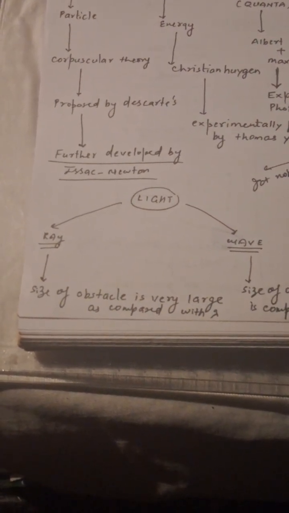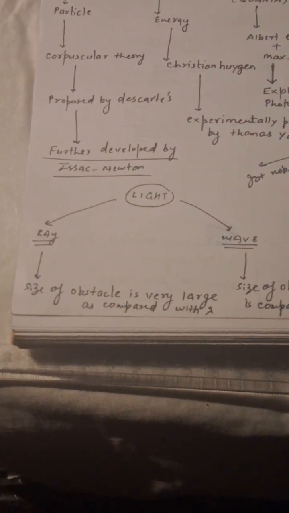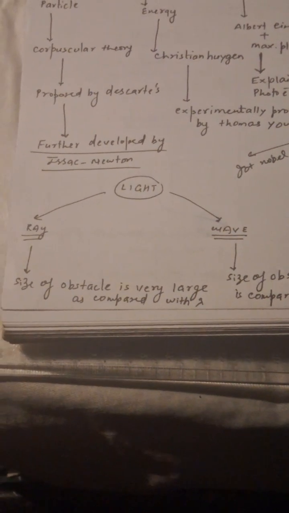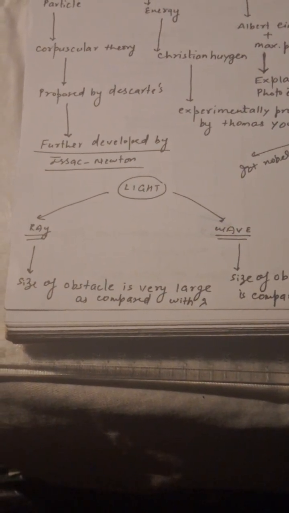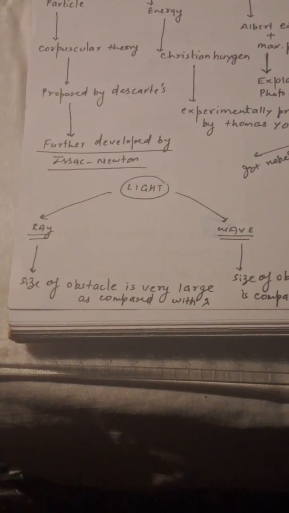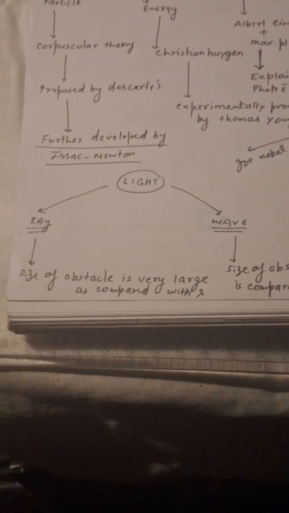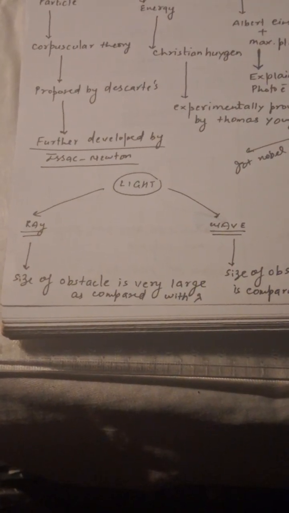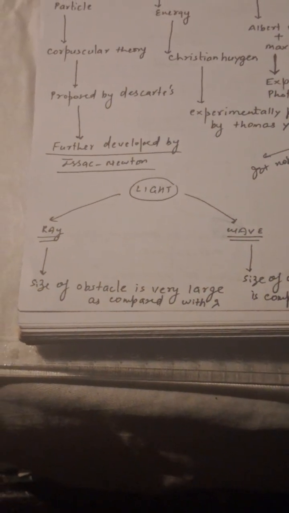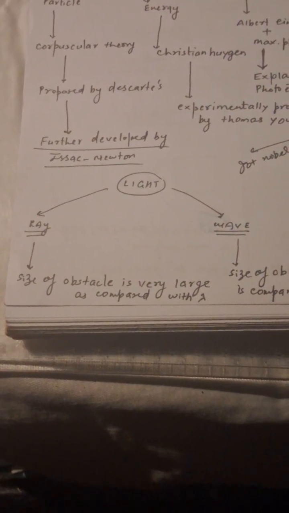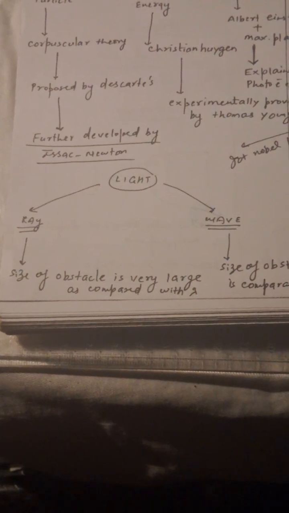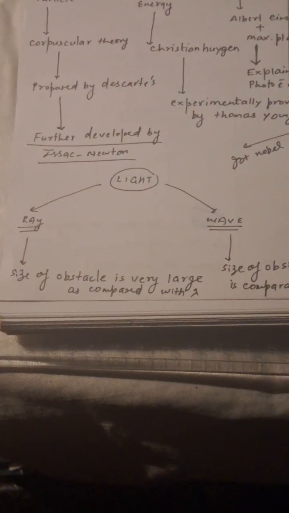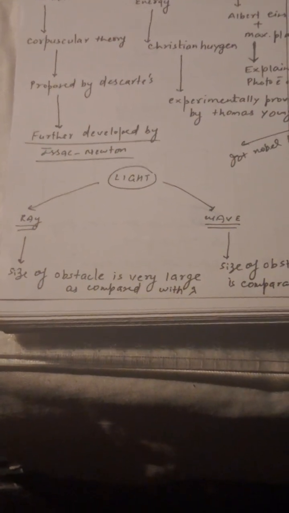But if you decrease the size of the aperture, then something phenomenal happens. There is a bending of light and a departure from the straight line behavior. As you must have seen, light bends at the corner, and that bending can be explained by the wave nature of light.